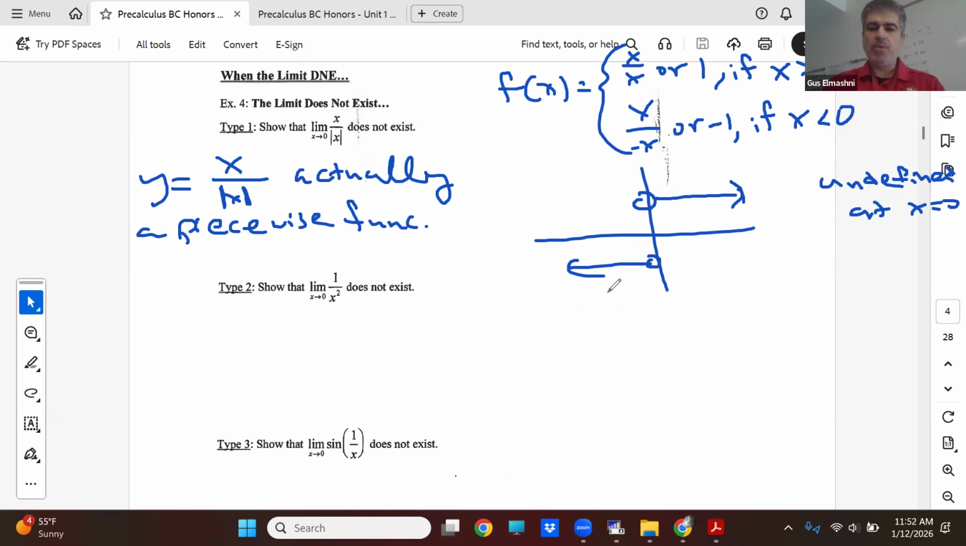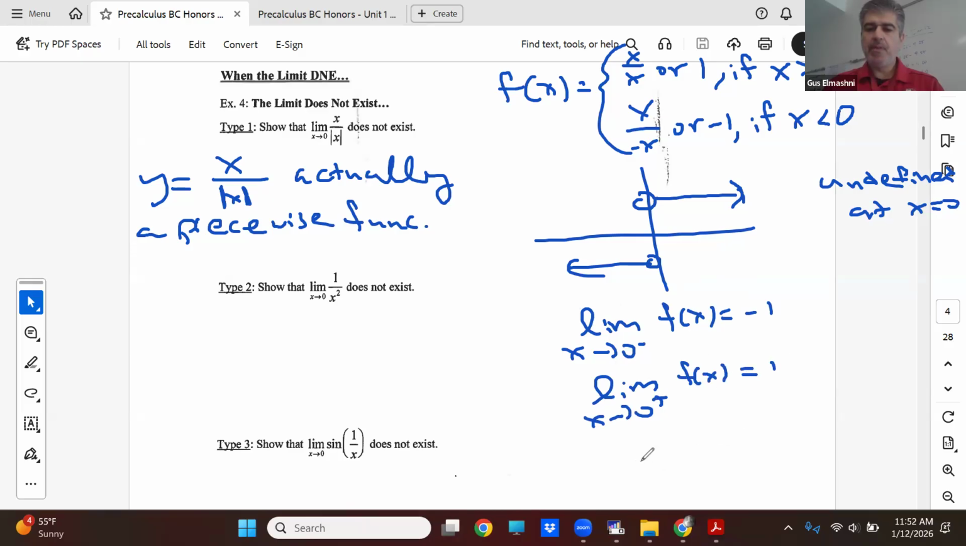So in this case, let's do my limits. What's my limit as x approaches 0 from the left side of f(x)? What's my limit as x approaches 0 from the right side of f(x)? They're not the same. The left-hand limit is not equal to the right-hand limit. So the limit does not exist.